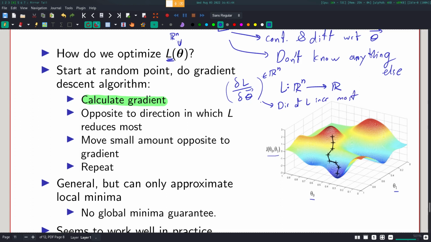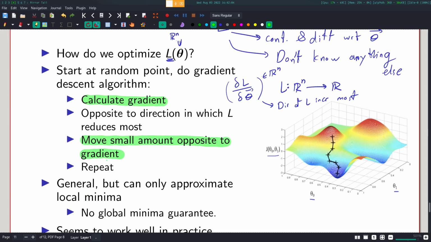So if you take the gradient, it gives the direction in which L increases the most. So what do we do? Since we want to minimize the L, we move slightly opposite to the gradient. So move a very small amount opposite to the gradient, right? So now we have a new theta.